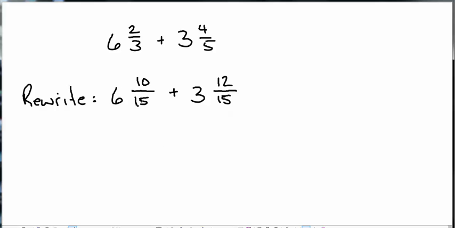Now you've got common denominators, don't you? Okay. So now, what's 6 plus 3? 9. You got your 15 in the denominator stays the same. Your 10 plus your 12 is 22. But 22 over 15, you got an extra whole one in there, don't you? Since 15 goes into 22 one whole time, this becomes 10 and 7/15.